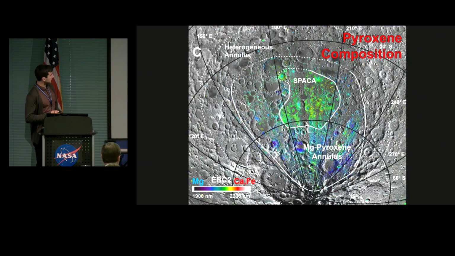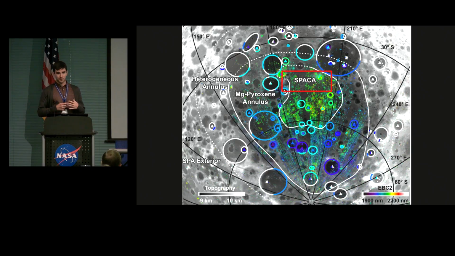So when we fold in pyroxene composition, we see that this central pyroxene-bearing zone breaks down into 2 further regions based on composition. In the center, we have the SPA compositional anomaly, or SPACA, and outside of that is the magnesium pyroxene annulus. We've done a survey of large impact craters throughout SPA, looking at the dominant compositions in the crater structures to establish a general stratigraphy for these different regions.